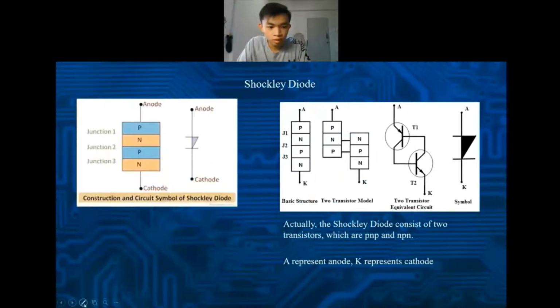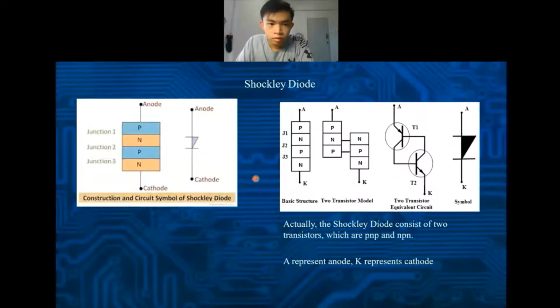Before we present about the thyristor and silicon control switch, I would like to present the Shockley diode first, because the thyristor and the silicon control switch are made based on the structure of the Shockley diode.